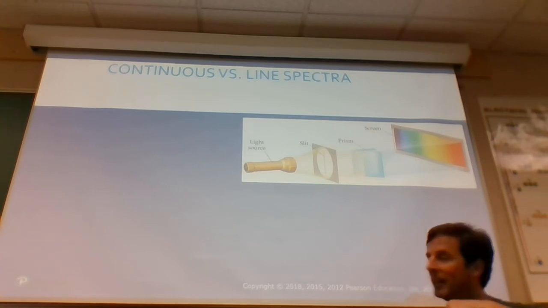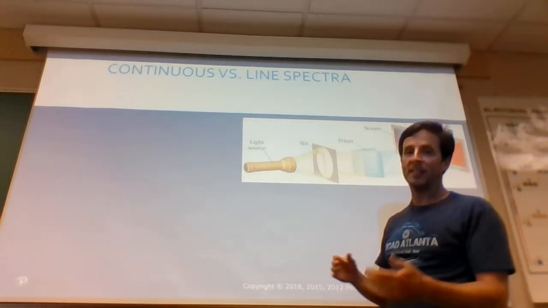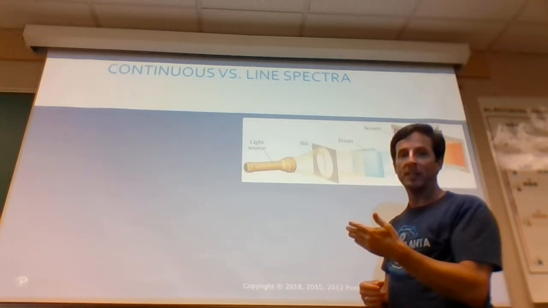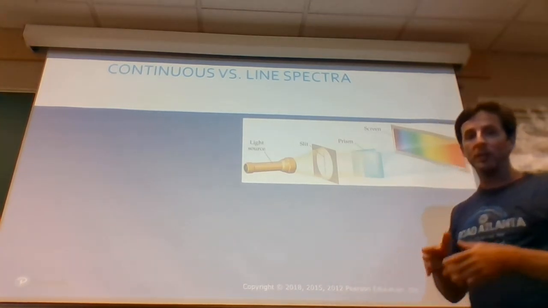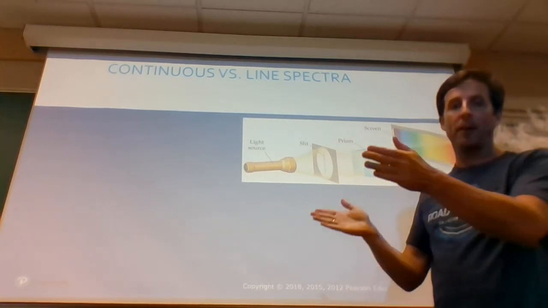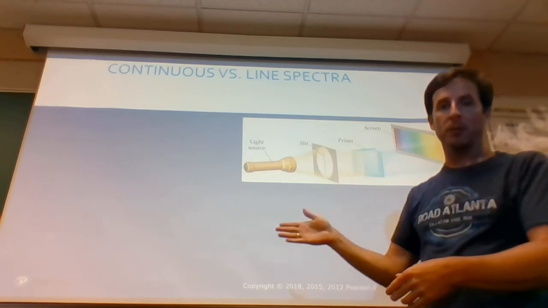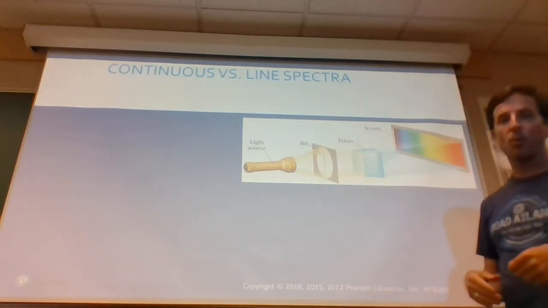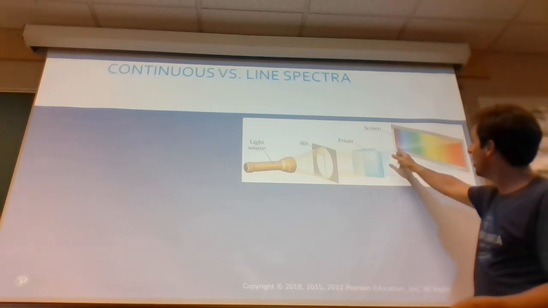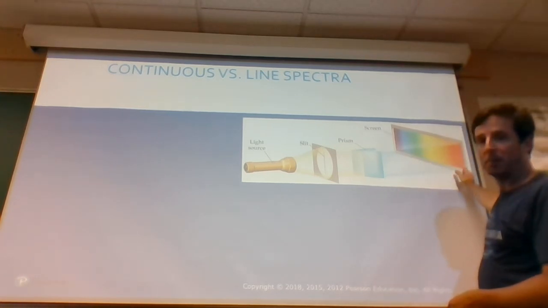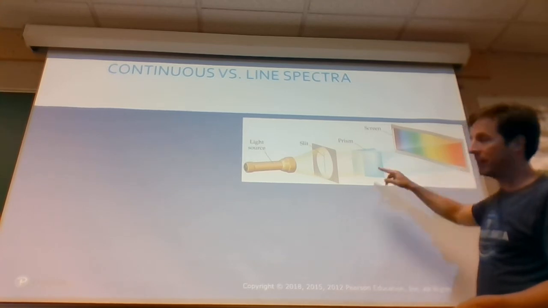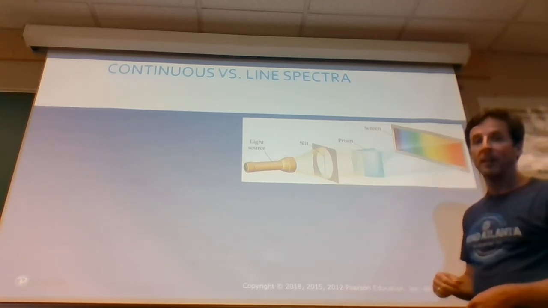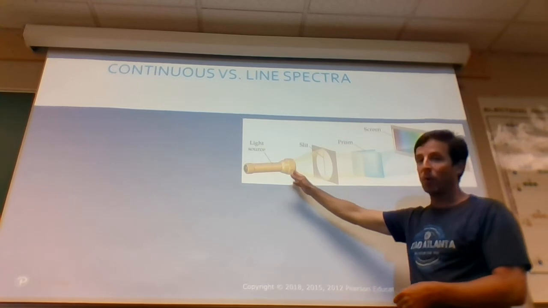If I send the light through a slit, which just gets all the light to be parallel and moving in the same direction, and then I send it through a prism, we all know that when you send light through a prism, it's going to separate out all the wavelengths into the component colors. A continuous source will contain all the colors of the rainbow, all represented once you send it through the prism.